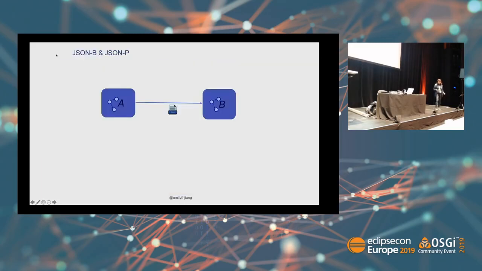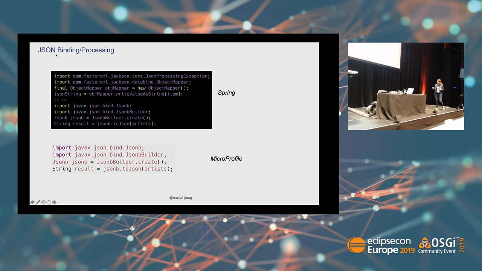The next thing is, once the two services talk to each other, how can they communicate, right? What kind of payload format do they support? One very common payload is JSON. That's why we have really good support in both Spring and MicroProfile. In Spring, you can use JSON, and you can directly call these JSON APIs.